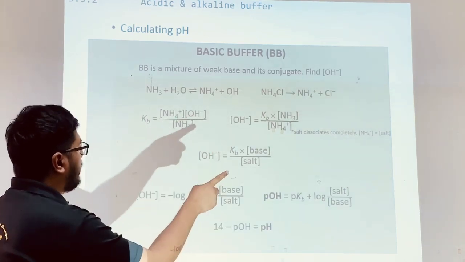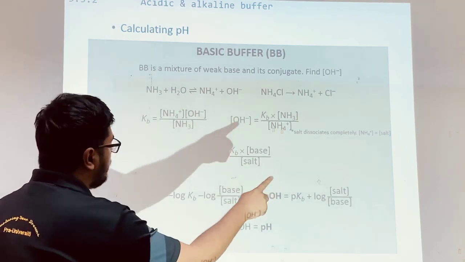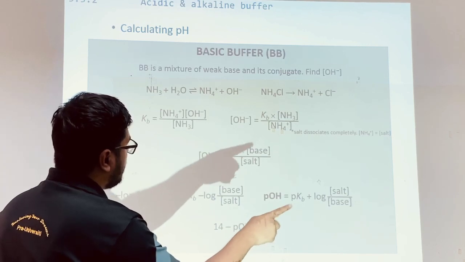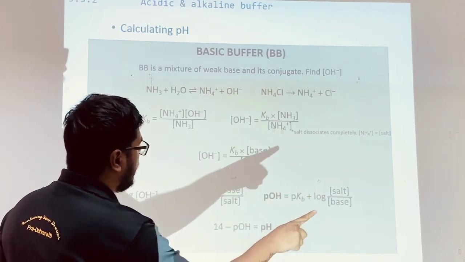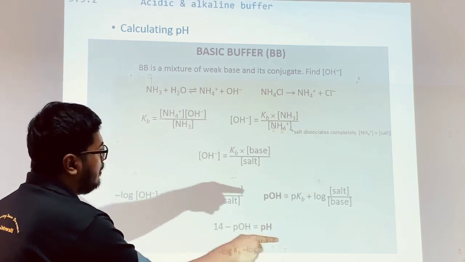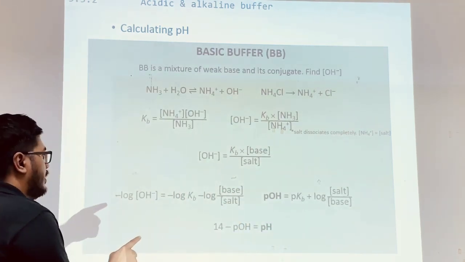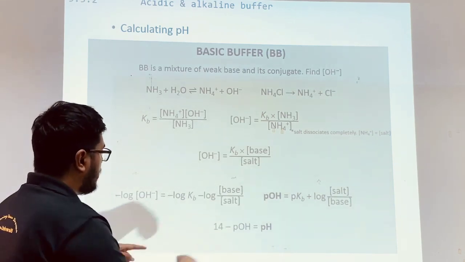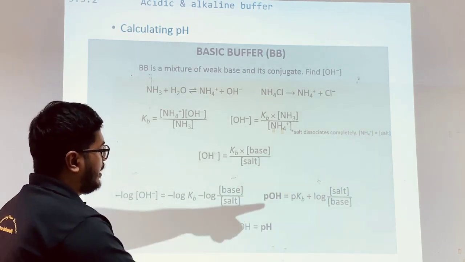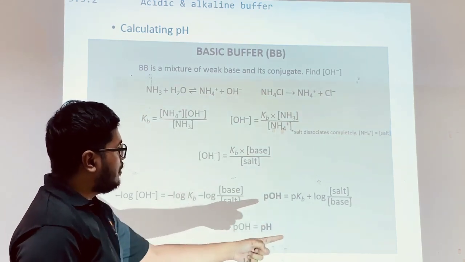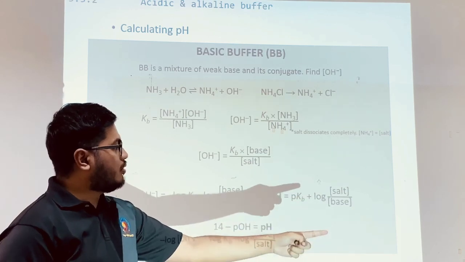So awak akan dapat benda yang sama seperti tadi. Susun semula OH sebab kita nak cari OH. So OH, lepas tu saya ganti salt dan juga base ke dalam equation. Negative logkan semua ini, you will get negative log OH minus bersama dengan POH, negative log KB bersama dengan PKB, dan juga negative log base over salt will become plus log salt over base.